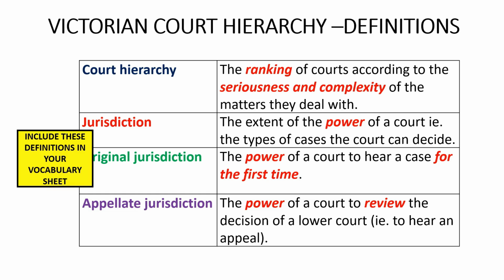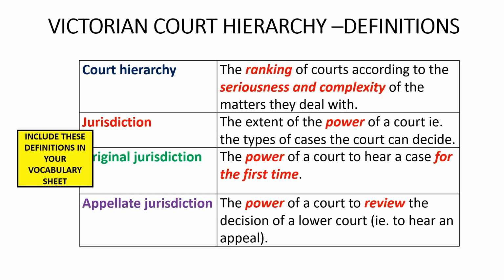The second term that you need to be able to define is jurisdiction. Jurisdiction is the extent of the power of a court. That is, the jurisdiction of a court refers to the types of cases that the court can deal with. In your definition of jurisdiction, highlight the word power and make sure, if you're ever asked to define the term jurisdiction, that you include that highlighted word in your definition.